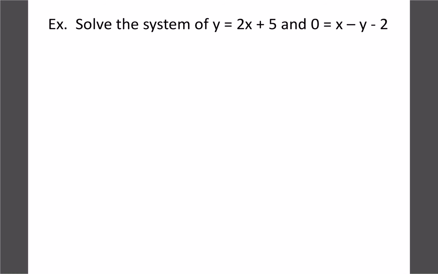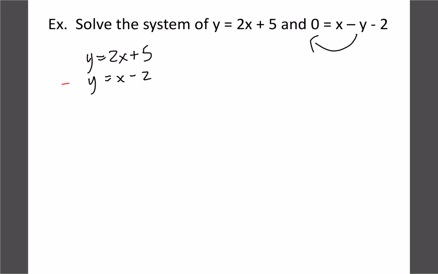Okay, so let's try this one. Here we've got y equals 2x plus 5. We can leave it in that form. And then we just have to change our second equation to be the same. In the second one, if we bring the y over, that would give us positive y equals x minus 2. So you can see they're all lined up the same. The only thing we have to do differently is make them opposite.